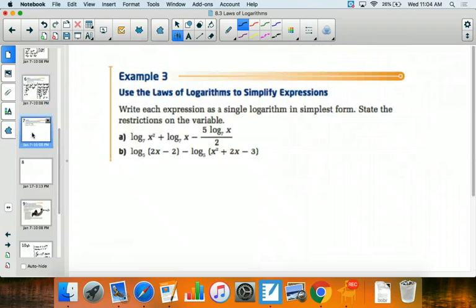Okay? What do you do if it's not the same base? If the bases are not the same, you are not able to apply these logarithm laws. You can't make them the same. Nope. You can't make them the same. Nope. You are stuck. Okay?